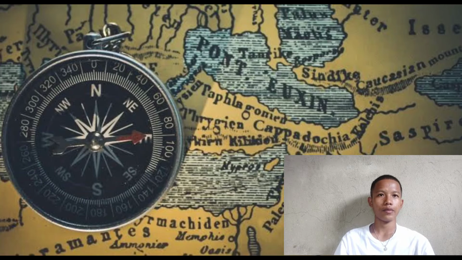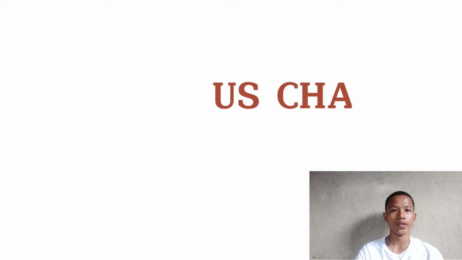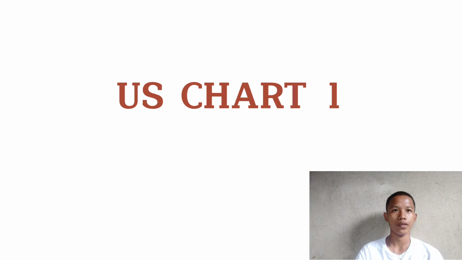Hey, I am Jim Tapia, and today I will be discussing topics on the subject of terrestrial and coastal navigation. I'm going to share my insights about US Chart 1, general features, topography, and hydrography. US Chart 1 describes the symbols, abbreviations, and terms used on nautical charts.